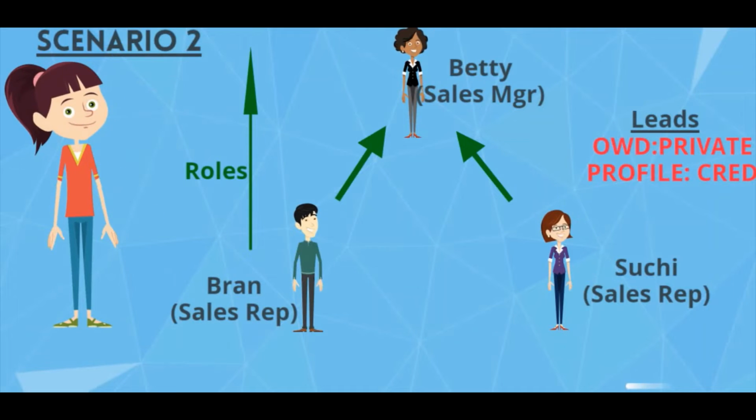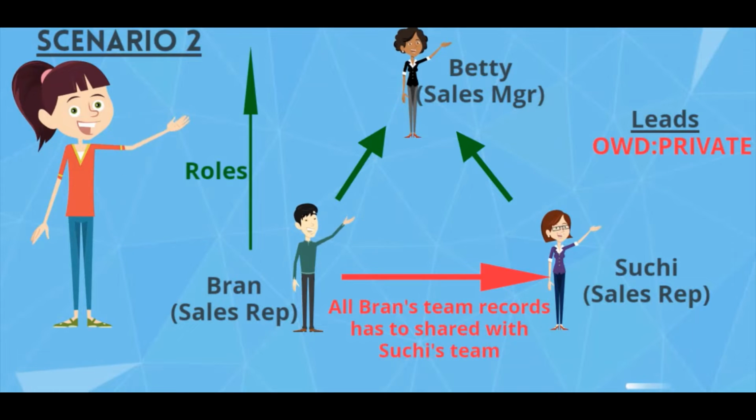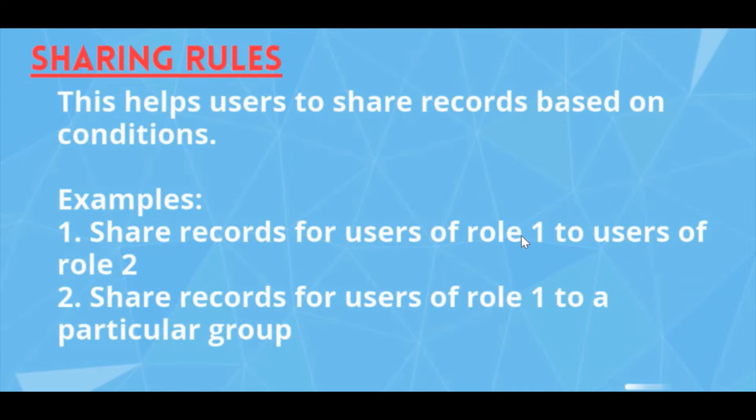Now scenario 2. We'll have the same OWD and profile settings. The same profile is set for all three users, Betty, Brand and Suchi. If Betty wants to see Brand's and Suchi's records, we have roles. What if Brand's team member records have to be shared with Suchi? As they are at peer level, roles cannot help. If all of Brand's team's records have to be shared with Suchi's team, the option is sharing rules.